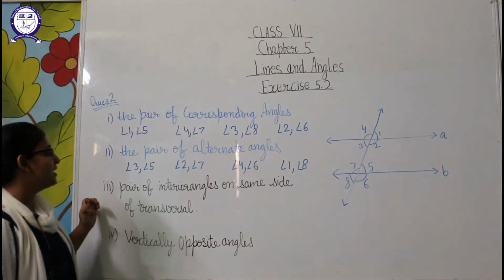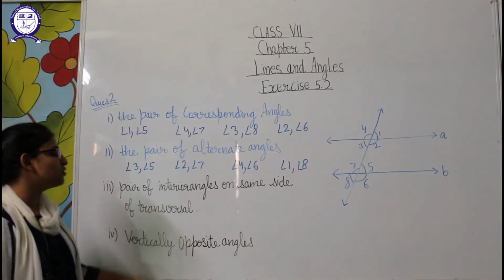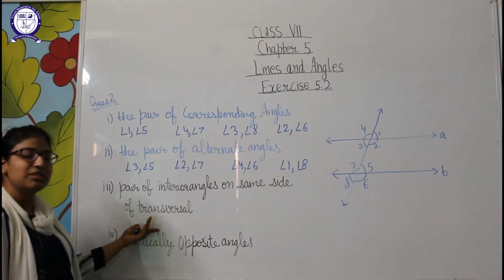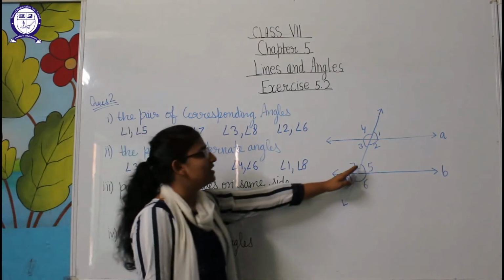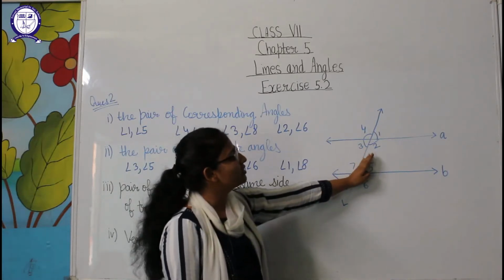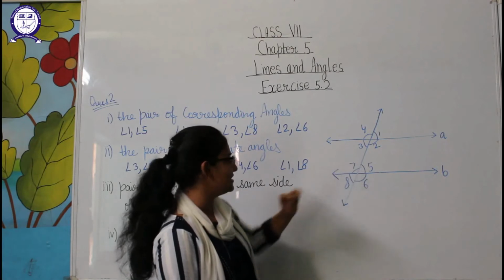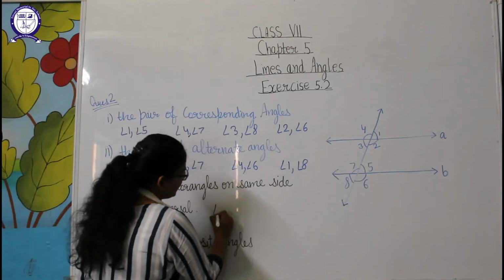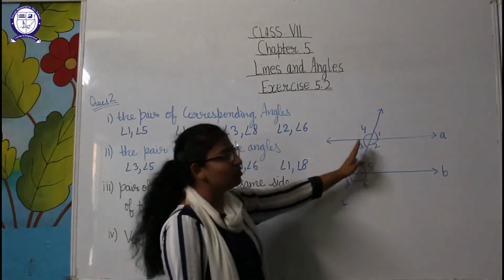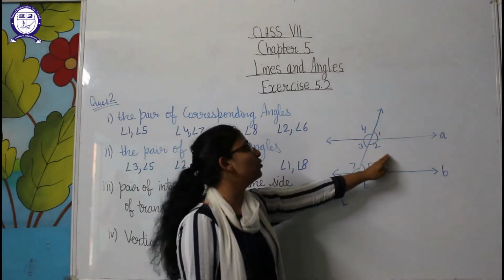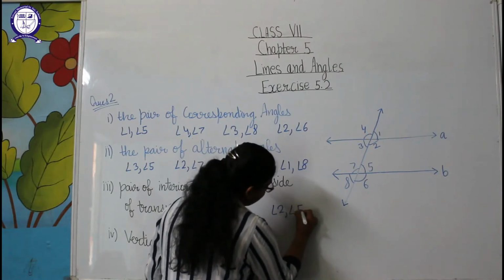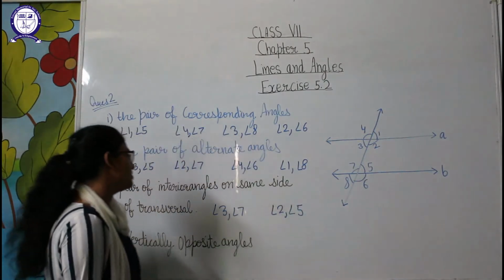Okay, now our third part is pair of interior angles on the same side of transversal. Interior angles and on the same side of transversal. So interior angles are these four here and on the same side. It means on the left side of transversal angle 3 and angle 7 are here. So we will write one pair to be angle 3 and angle 7, and next pair is on the right side of the transversal, angle 2 and angle 5. So angle 2 and angle 5 on the other side of the transversal.